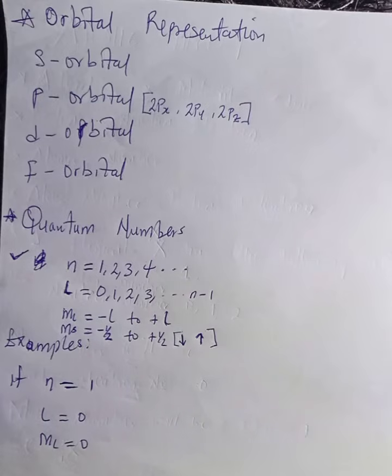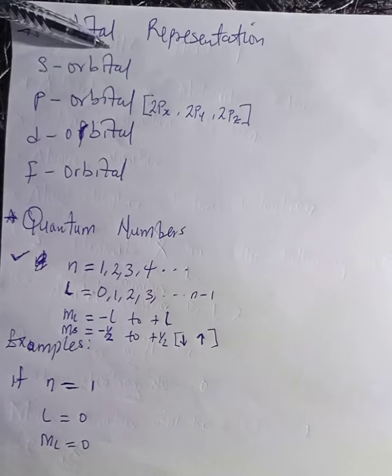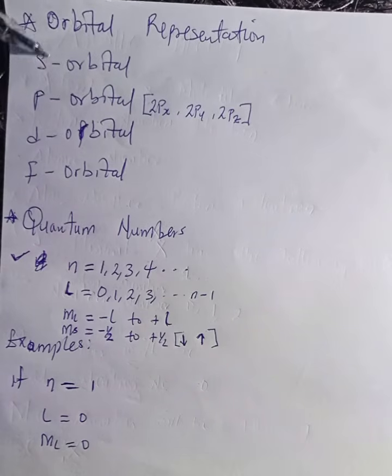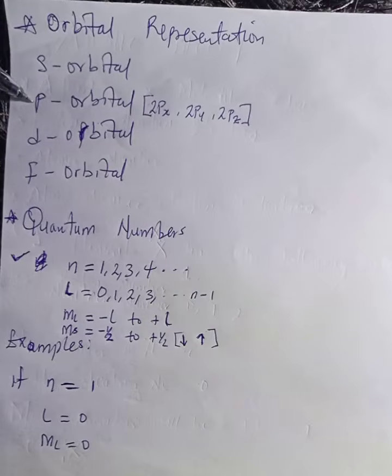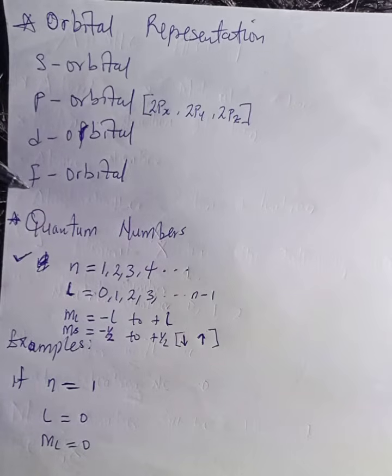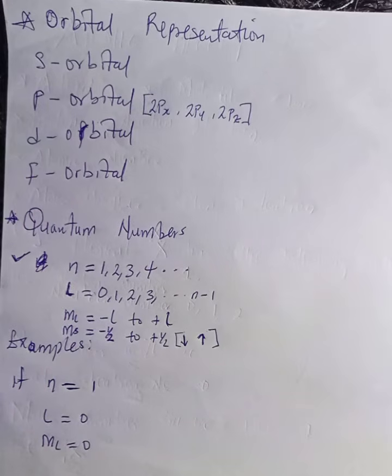And you can see we have s orbital here. We have p orbitals. This s denotes something sharp. Then this p denotes something principal. Then the d denotes something diffuse. We have d orbitals. Then the f denotes something fundamental.